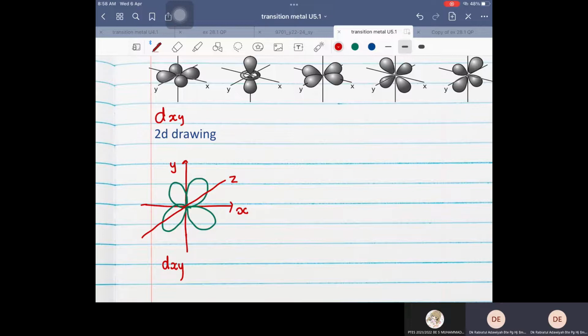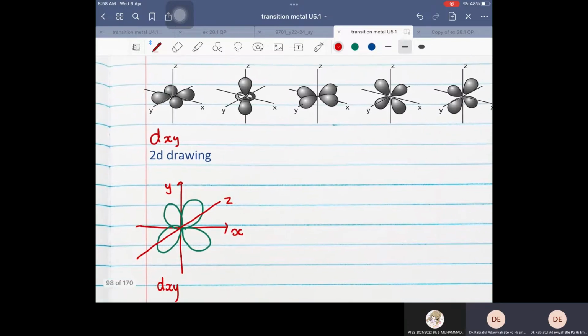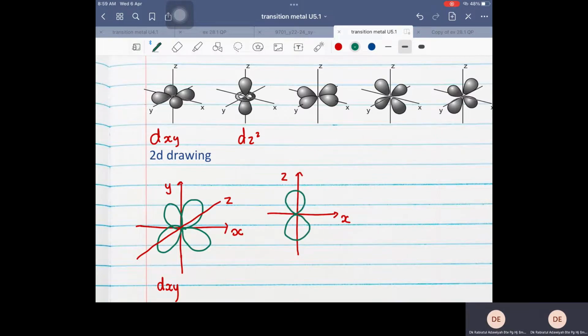Again, I remind you, this is only possible if you are given the freedom to label your own axis. Okay, but if they already fix your x, y, and z, then you have to follow the position of their axis. Okay, and then z square is easy. dz square. I can just choose whatever axis I want to use as long as I have z, maybe here x. Okay? So dz square is drawn as two lobes with a ring in the center.